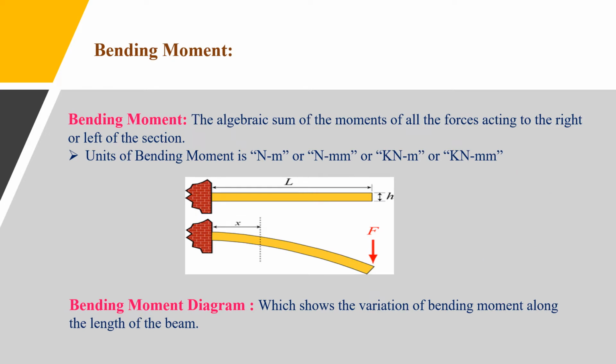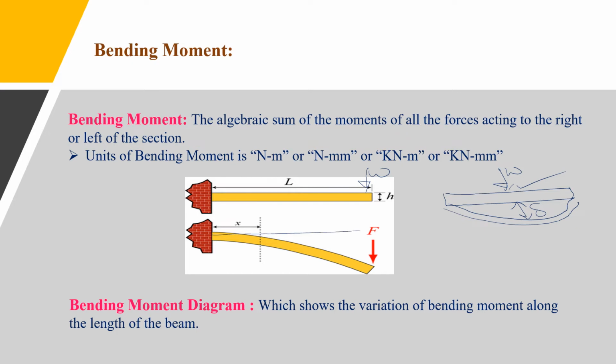We know already that the beam will bend or yield due to some external forces acting on the beam. Suppose this is a simply supported beam. In this case, the bending will be like this. In this figure you can see this is a cantilever beam, because one end is fixed and the other end is free. If the point load is acting at the free end, then the yielding will be like this in a cantilever beam.